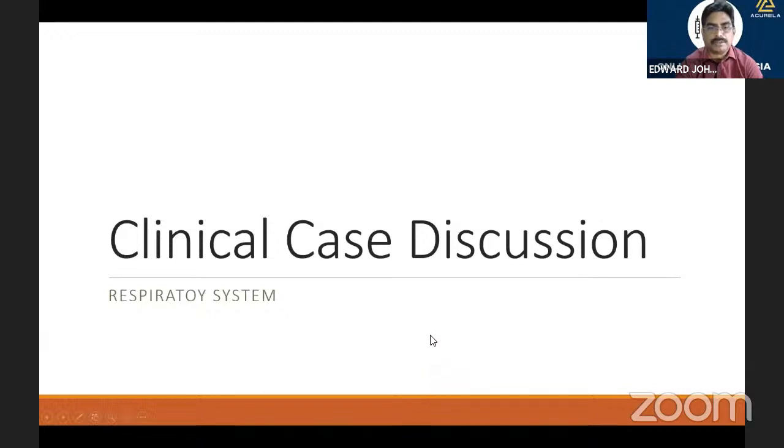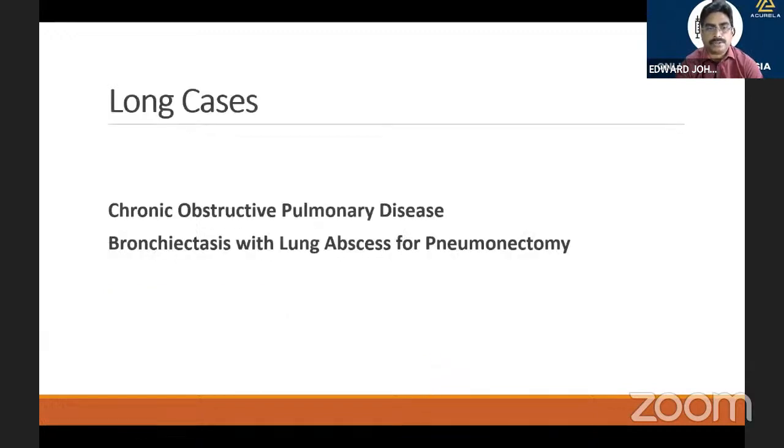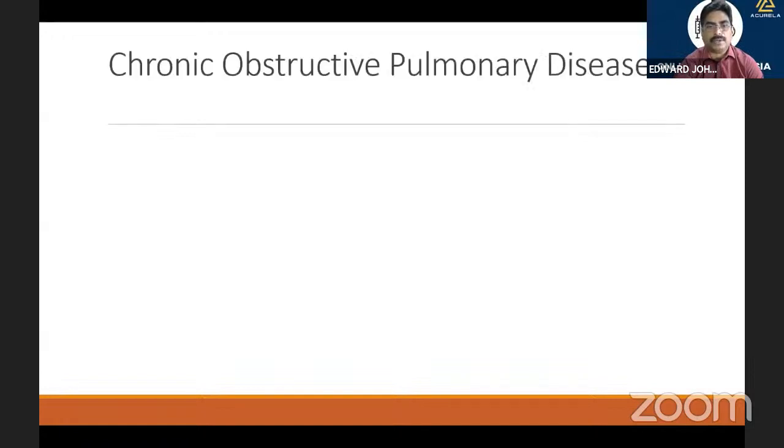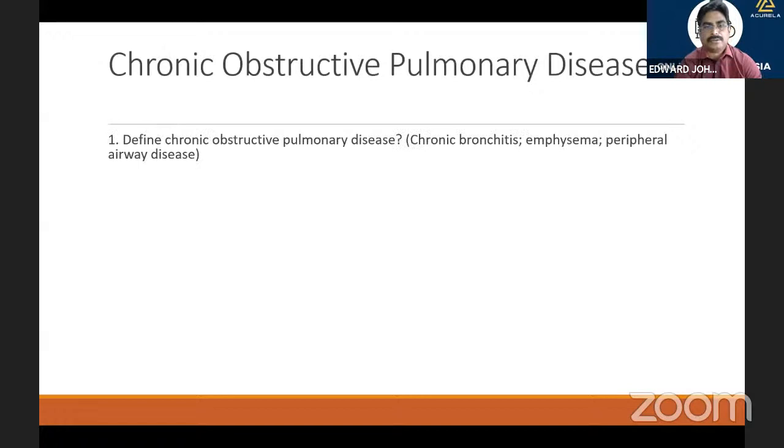So for a respiratory system, we will get two types of cases. One is COPD cases coming for other surgeries, and the other is bronchiectasis or lung abscess patients coming for pneumonectomy. These are the two types of cases you will get as long cases in the examination. I am just consolidating what you have to concentrate on. You have to concentrate on the definition of COPD. Prepare notes for yourself on the probable questions they will ask in the examination, and prepare answers for that. Then only can you present in the examination in a continuous flow without any interruption.